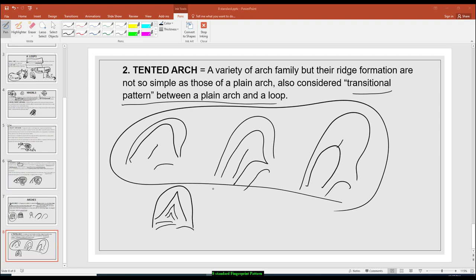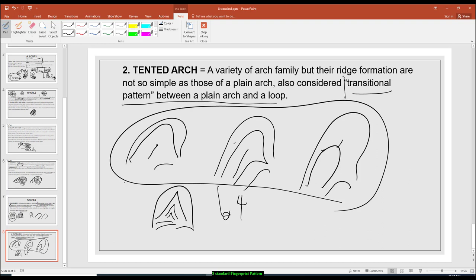So again, let us first go back and tackle the requisites of a loop. One requisite of a loop is that there must be a core and a delta. Another one, there must be a recurving ridge. Another requisite of a loop is that there must be at least one ridge count. In all of these three, there is no ridge count. So it will not fall on loops, but it will fall on dented arch.